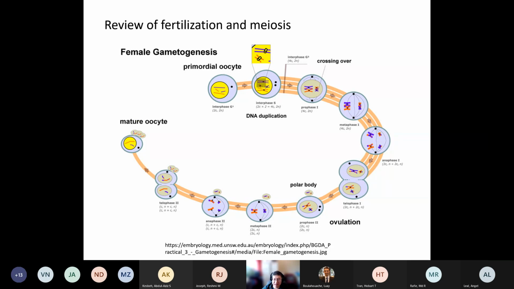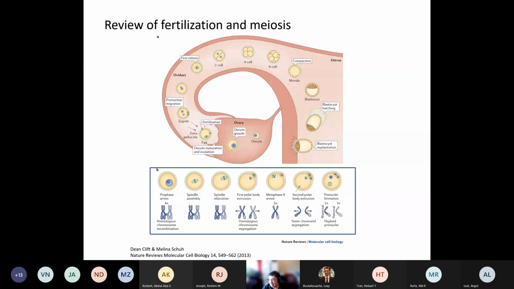Why do I do that? Because in the discussion that I'm going to give you now, we must have that knowledge. So I'll give you a slide. I hope you will read this by yourself, paying attention to when the first polar body is generated, when the second polar body is generated, and also appreciate the change of n number.